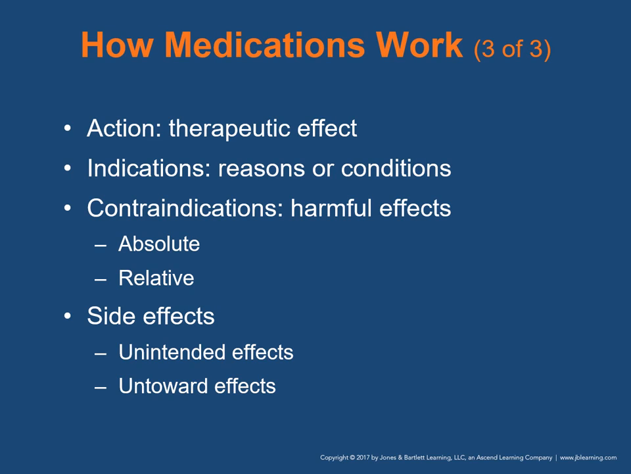Indications are the reasons or conditions for which a particular medication is given. Contraindications are situations in which a medication would either harm the patient or have no positive effect. Absolute contraindications are situations in which a medication should never be given if the contraindication is present. A relative contraindication is a situation in which the benefit of administering the drug may outweigh the risks of side effects.